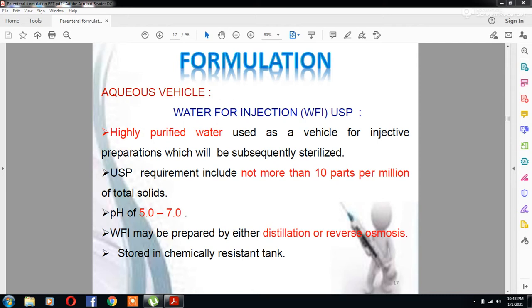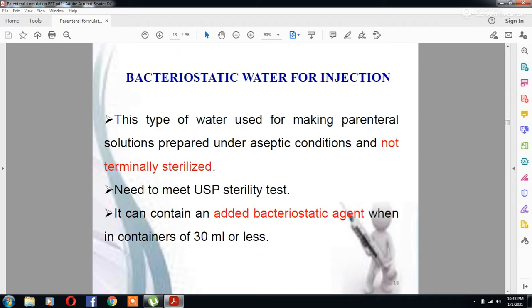Water for injection may be prepared by either distillation or reverse osmosis and stored in a chemically resistant tank. Furthermore, bacteriostatic water for injection. It can be explained in terms of this type of water used for making parenteral solutions prepared under aseptic conditions and not terminally sterilized.